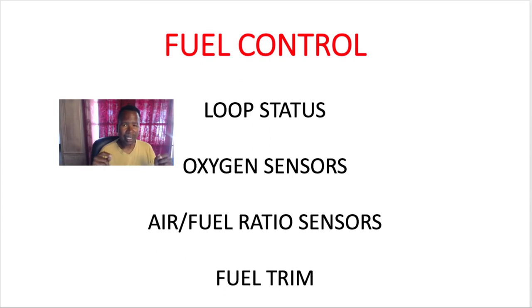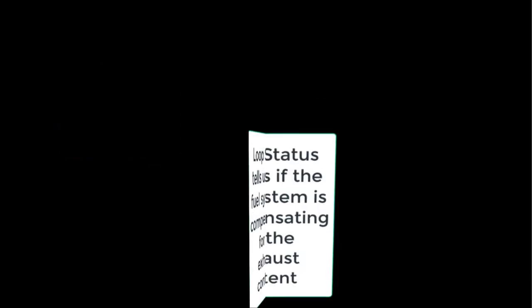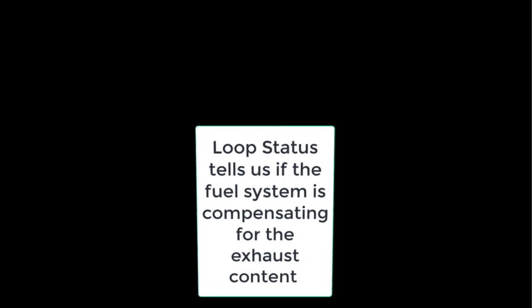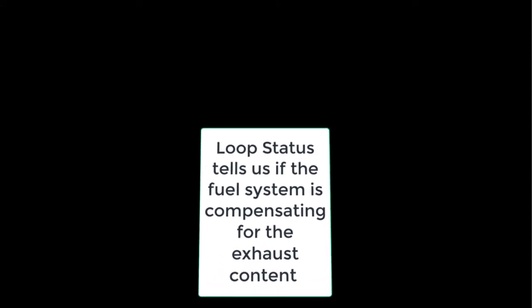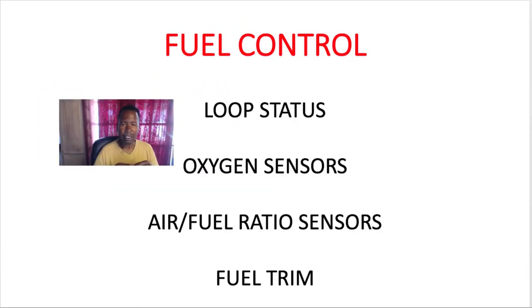So loop status would tell us if that fuel system is actually compensating for that O2 content in the exhaust system after combustion. That's your loop status. That basically means closed loop responds to the O2 sensor, open loop ignores the O2 sensor. And if I'm ignoring the O2 sensor, I'm open loop and not responding to the O2 content. If it's in closed loop, it's responding to the O2 content.